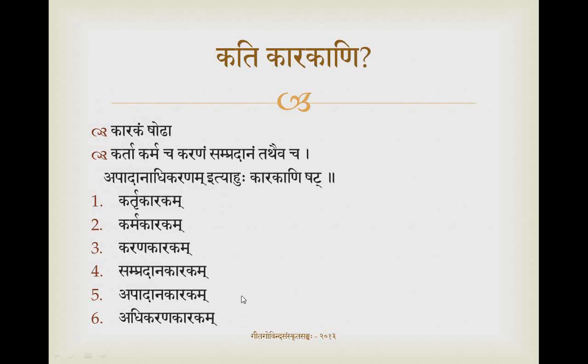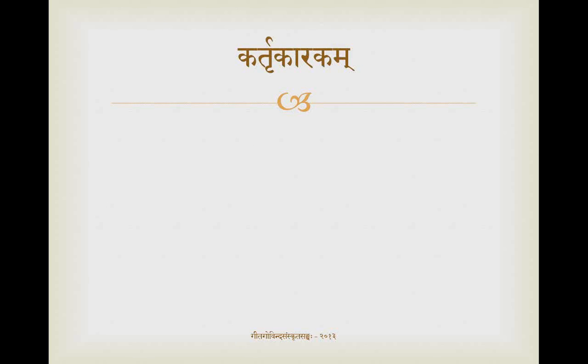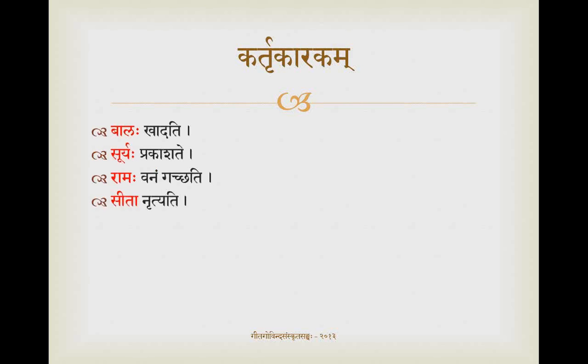These are the six karakas, or the six kinds of relations which are possible between a dravya and a kriya. So karaka is basically a relation. Karaka shakti is a relation between your dravya and the kriya, and it can be of six kinds. So, karta karakam, balaha sadati. There are some examples, and these are all basic.